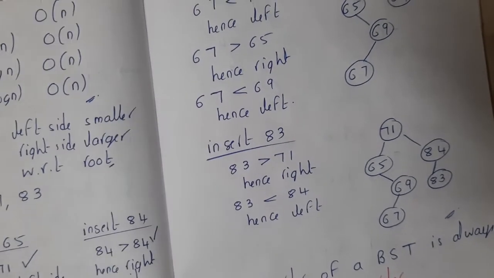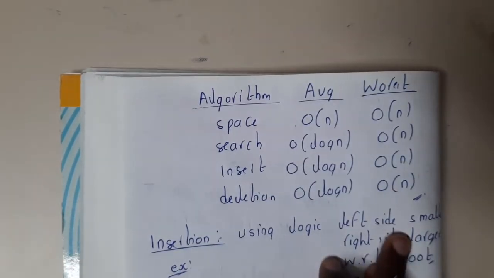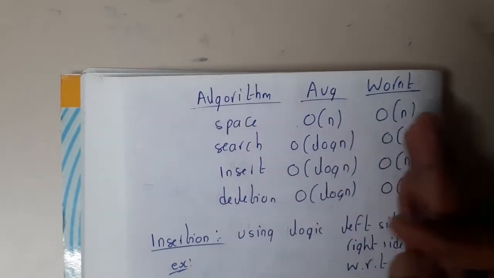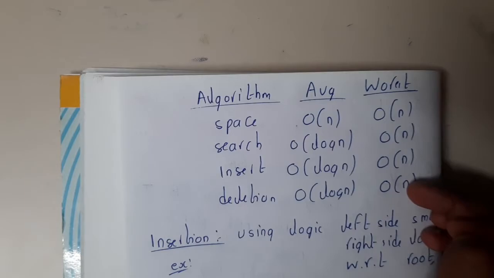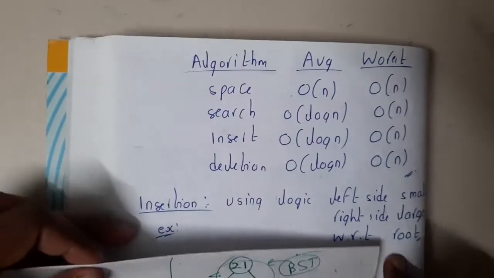Now after this understanding, a few of you might be thinking that search, insert and deletion will come to log n. But for the worst case, it could be big O of n also, guys. So your question will be, then how is that?